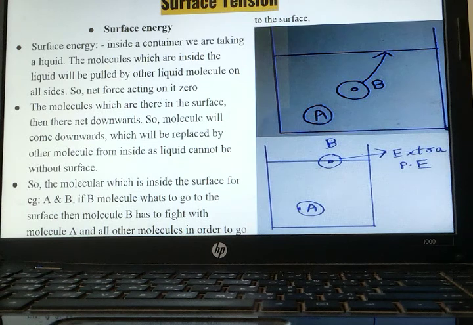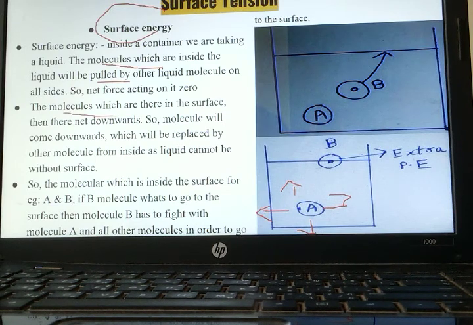Next one, surface energy. Try to understand this as a concept. Take for example, this is a beaker, and inside this beaker I have taken a liquid. The molecules inside the liquid will pull other molecules on all sides. Take for example this molecule A, which is already inside the liquid. It will pull all the molecules near to it inside. So the net force acting on it will be 0.